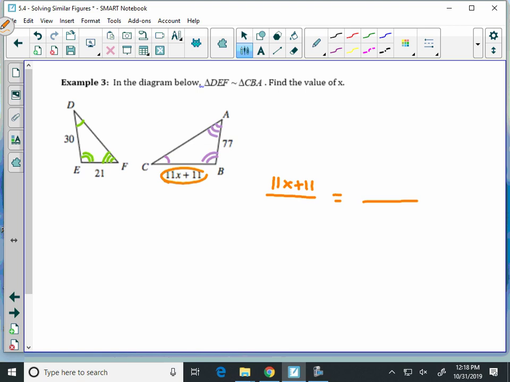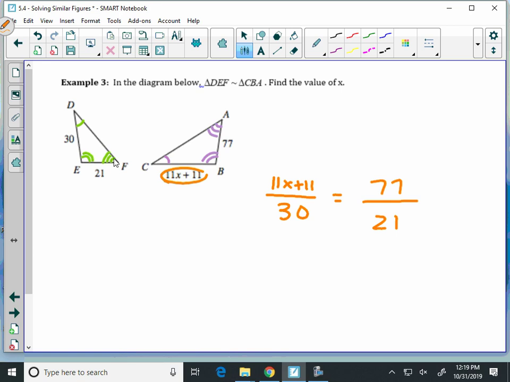E, which is 30. Stay consistent. We did purple over green, so we're going to do purple over green. What's the only other side we can use in the purple triangle? 77. It's in between 2 and 3. What's the other side in between 2 and 3? 21. That's why it is super important to label your angles.